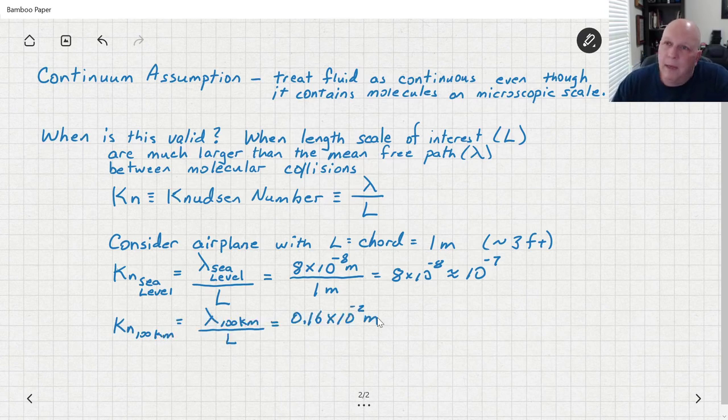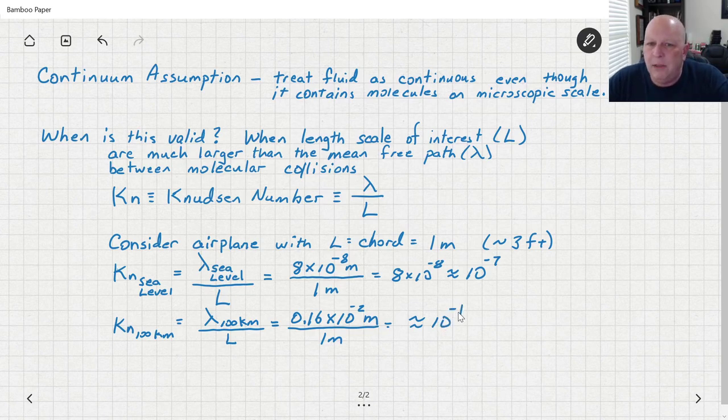The mean free path at 100 kilometers is about 0.16 times 10 to the minus 2 meters. And I'll divide that by my chord, or length scale of 1 meter. And so I see that's about equal to 10 to the minus 1. So I see a big difference in these two.